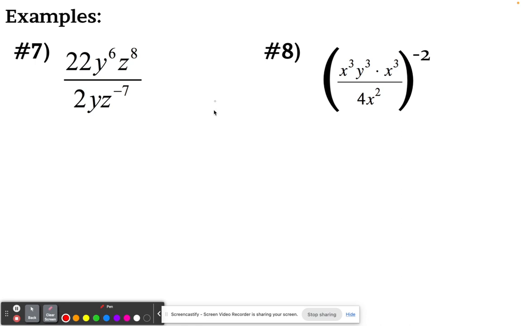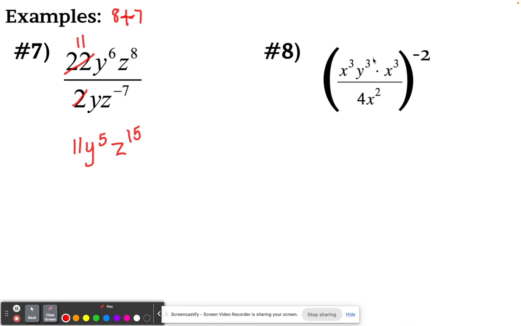Next example, again, let's simplify this fraction part. 22 over 2, I should have said, 22 over 2 is 11 over 1. Again, I don't really need to write the 1. 6 minus 1 will give me y to the 5th power. 8 minus negative 7. Think about that. 8 minus negative 7 will give me 8 plus 7, which is z to the 15th power. And that's it for that one.